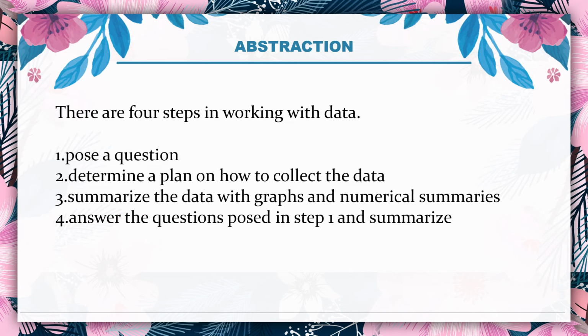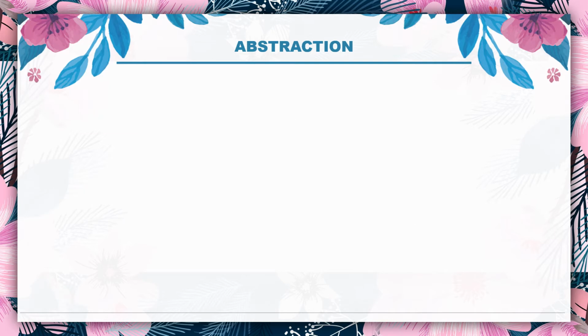There are 4 steps in working with data. First, you need to pose a question. Second, you need to determine a plan on how to collect the data. Third, you need to summarize the data with graphs and numerical summaries. And fourth, you need to answer the questions posed in step 1 and summarize. So these are the 4 steps in working with data in order to do statistics well. But what is data?